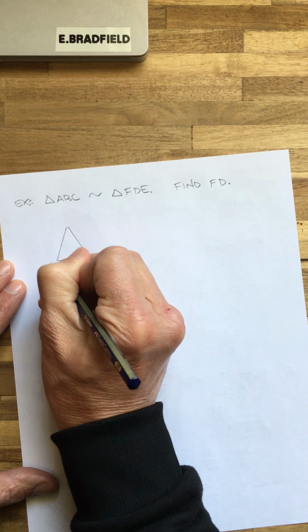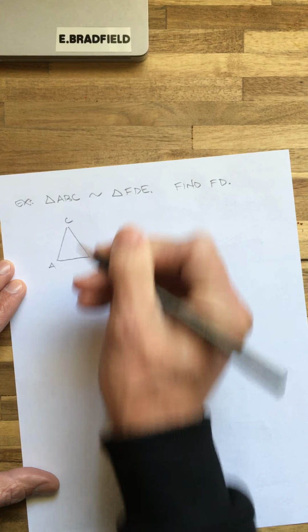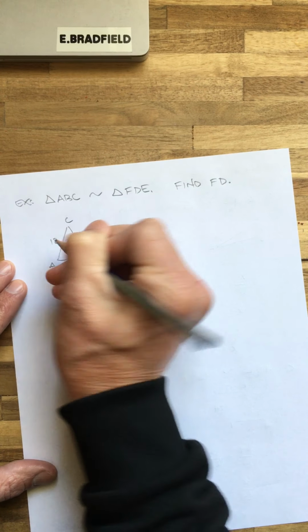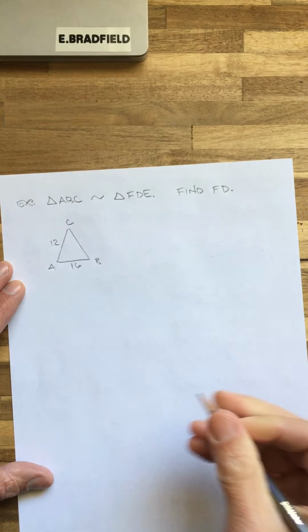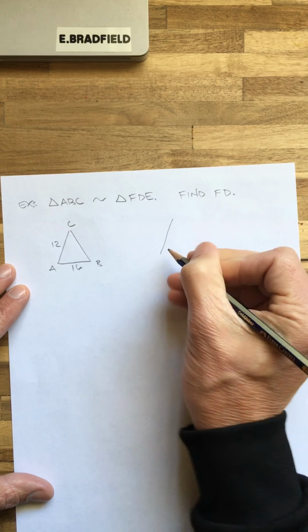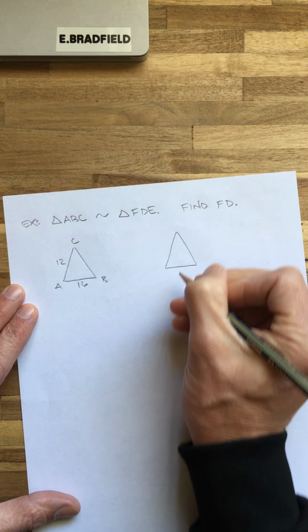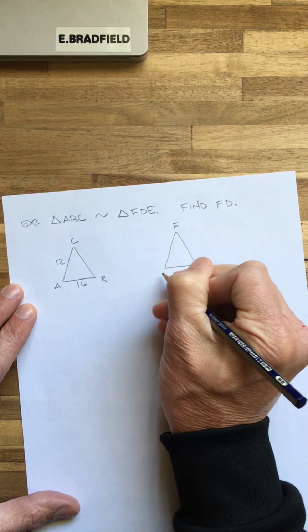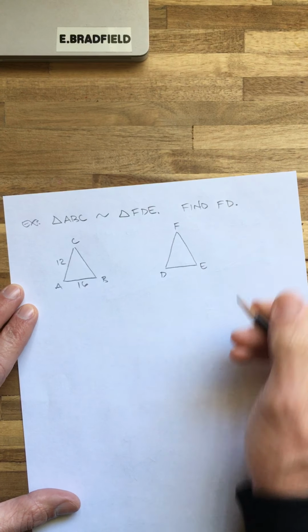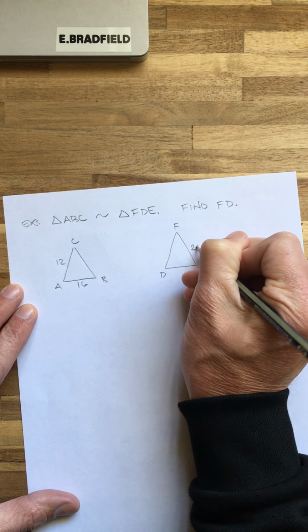And this is A, B, C. Okay, and this is 12, and this is 16. All right, and then I'm going to give you this triangle that looks just like it. And this is F, this is D, and this is E, and this is 20.